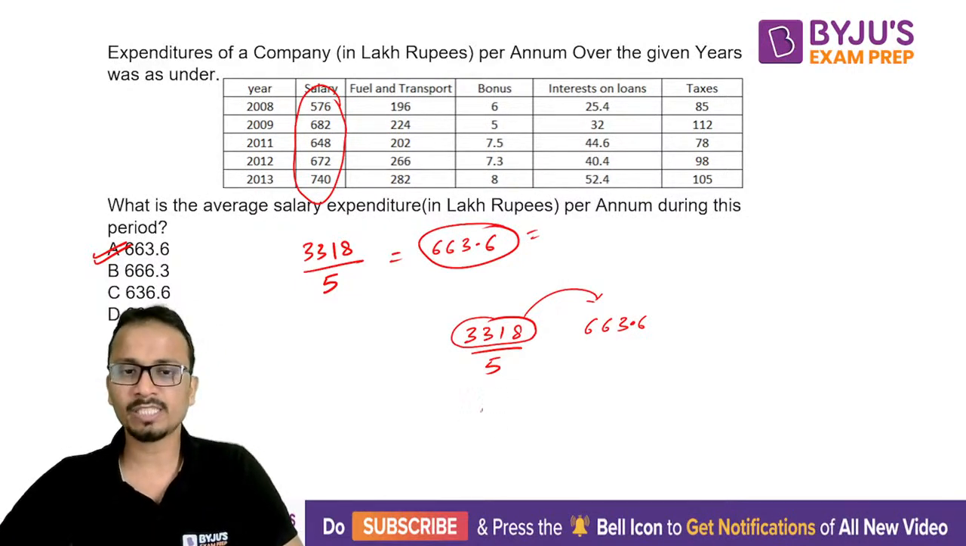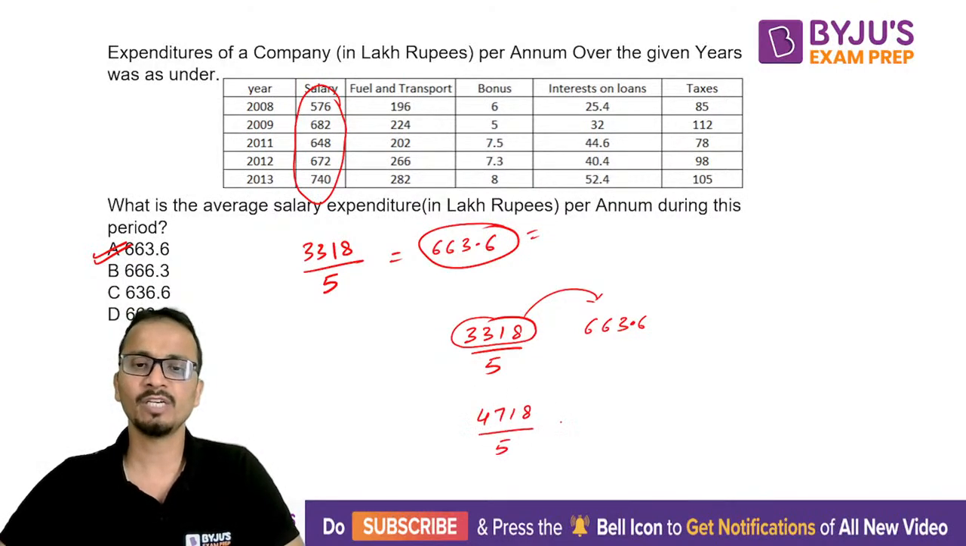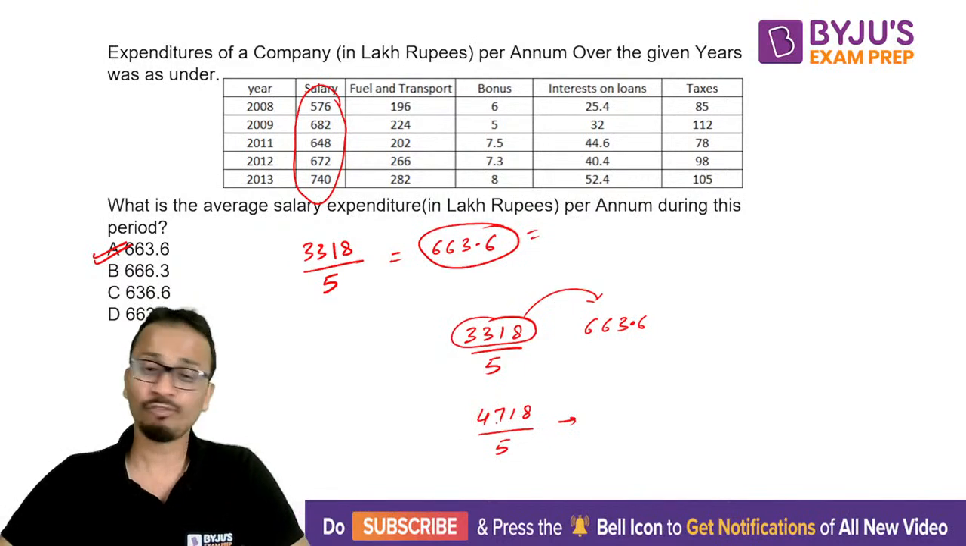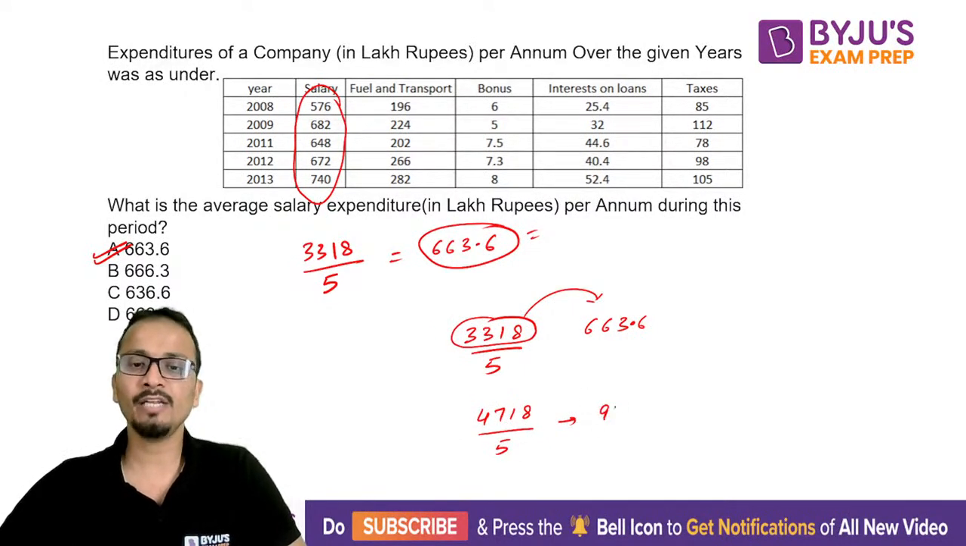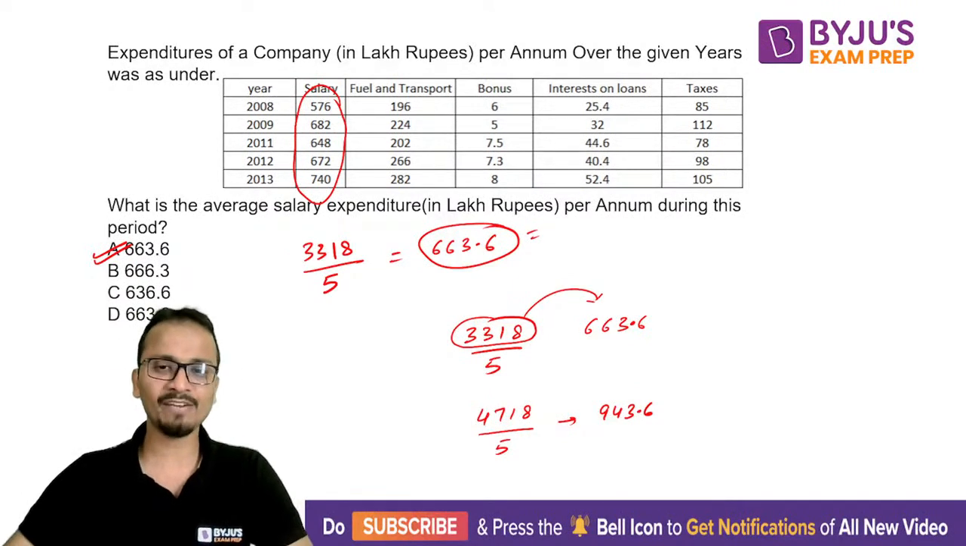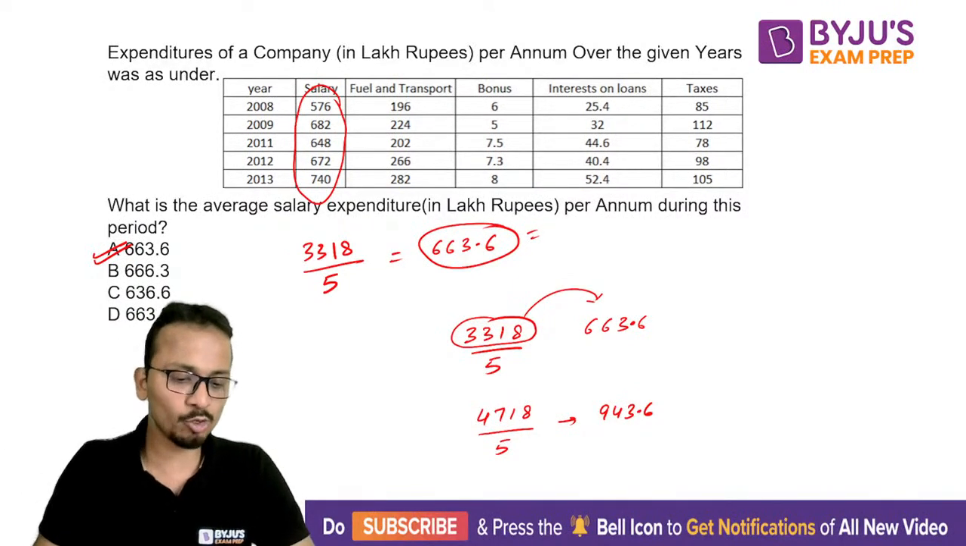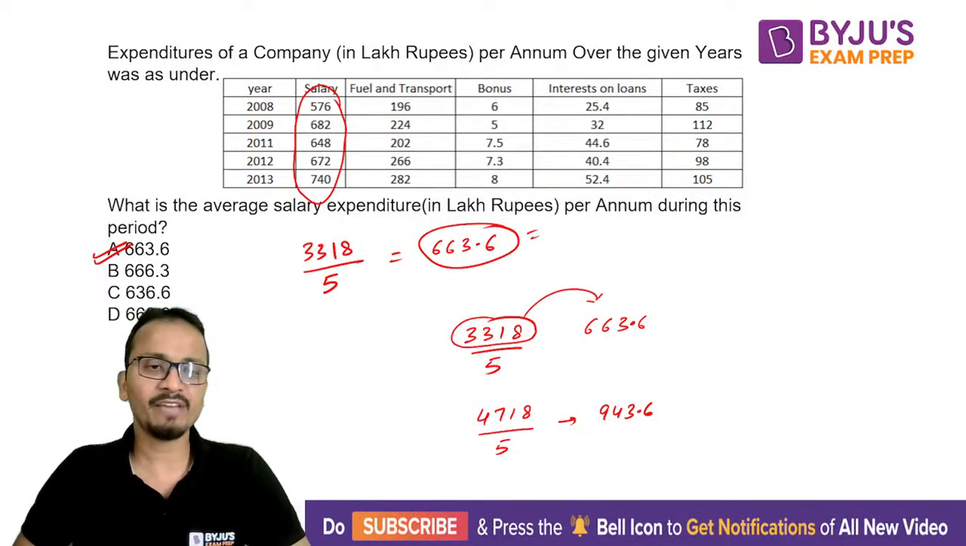Again, I'll repeat. So let's say 4718. You have to divide it by 5. So just double this value. 4718 ka double is 9436, and then put a decimal here. So 943.6. This is how you can divide any number by 5 quickly.